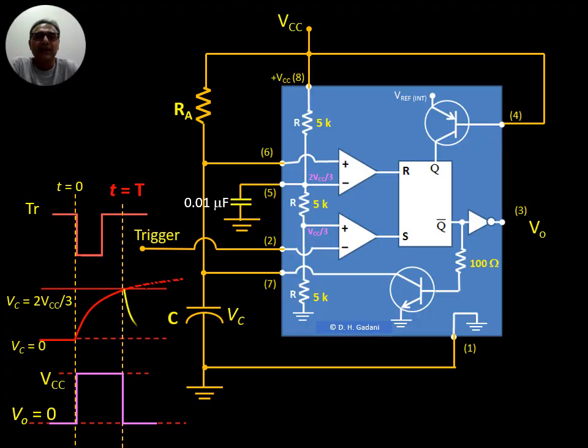So it must be clear that whenever we apply a trigger at pin number 2 by connecting it to the ground, the output of monostable multivibrator remains high for the time period T, which is decided by the charging time of the capacitor C through the resistance Ra.